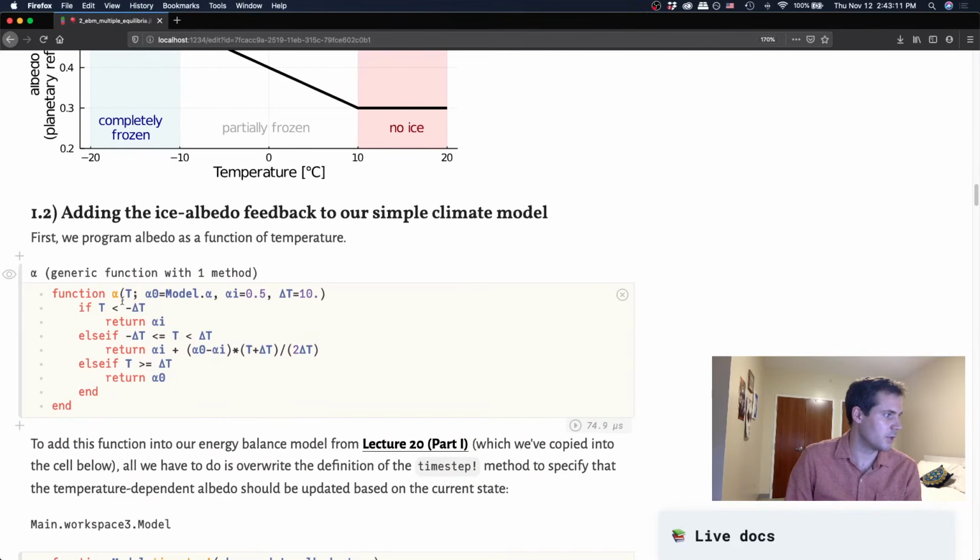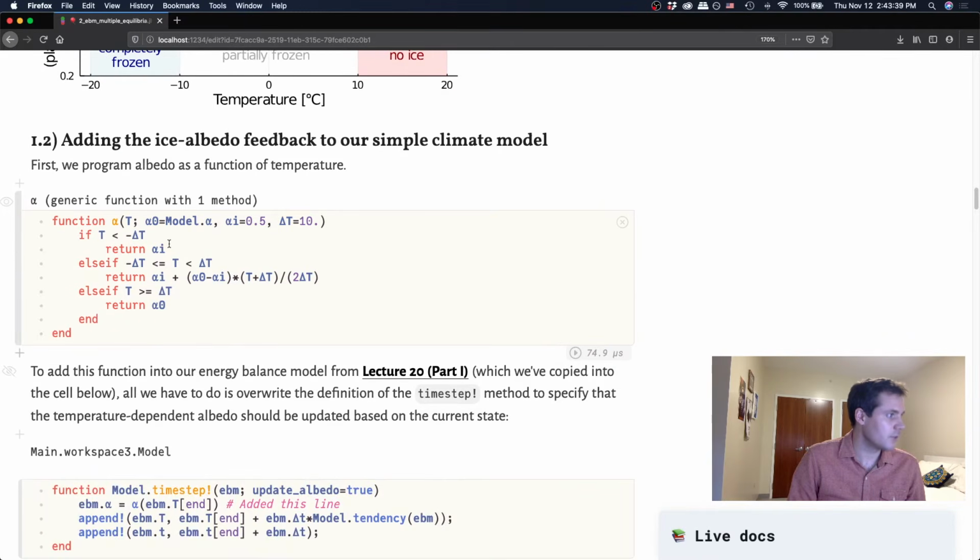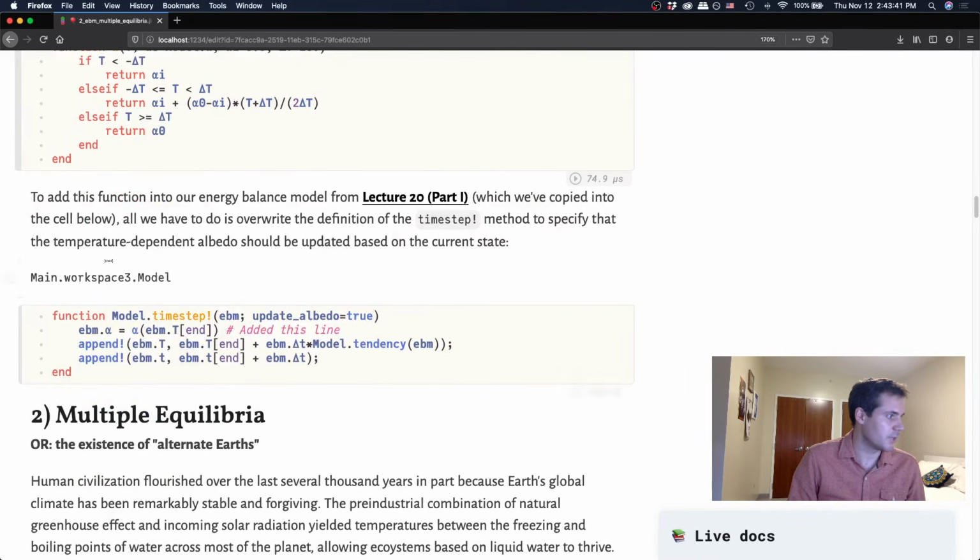So first, we just code up this function. So it depends on temperature. That's a required argument. And then we have these other optional arguments, which, if we want, we can change how bright ice is, for example, or how large this range of the partially frozen range is. But basically, we just have three if statements, right? If it's really cold, it's ice. If it's really warm, it's ocean. And then we have this thing in between, which is just a linear curve. All right, so now that we've got this function, we can just stick it into our model.